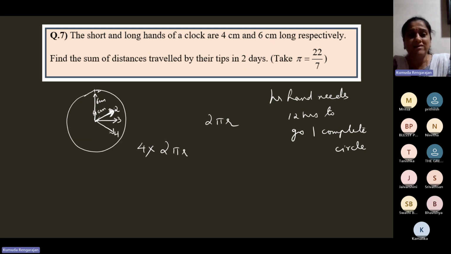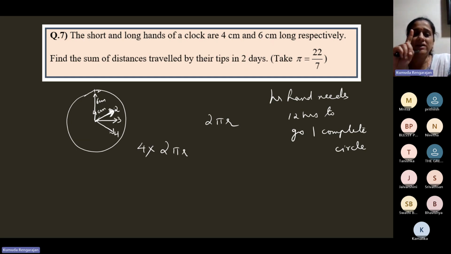So every hour, the minute hand needs just 1 hour to go one full circle. Every hour, the minute hand is tracing a circle. At 2 o'clock, the minute hand is at 12. Again at 3 o'clock, after 1 hour, it will come back to 12. It will go 5, 10, 15, 20, that is 1, 2, 3, up to 12. Every hour, it's tracing a circle.